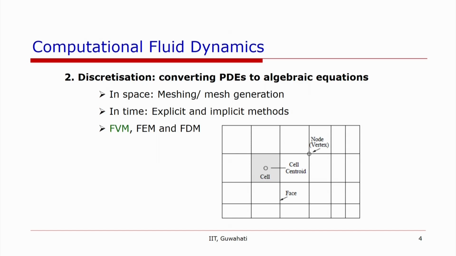Now, we need to discretize it. So, discretization is the process of converting the continuous partial differential equation into discrete algebraic equations. So, the process of converting a continuous equation into discrete algebraic equation is known as discretization. So, when we do it for the terms which have derivatives in space, for those we need to divide the domain or discretize the domain into smaller parts.